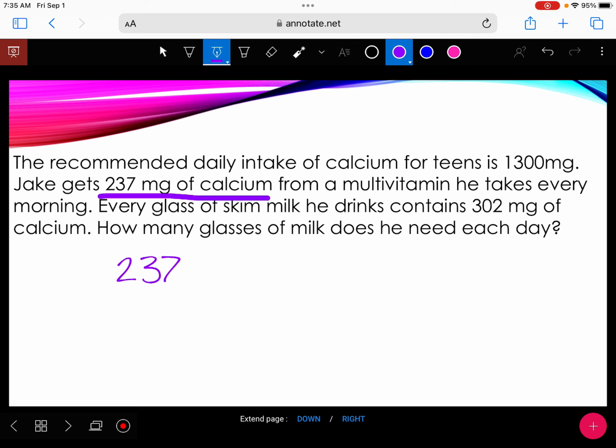But then he's going to combine that with the 302 for every glass he drinks. So 302 times G works for the number of glasses of milk. You could do X if you prefer that, because we work with X and Y significantly more often. You could do M for milk. You could do a heart because we love to do math. You could do a poop guy emoji because we're feeling a little less positive. It's a variable. It does not matter, genuinely.